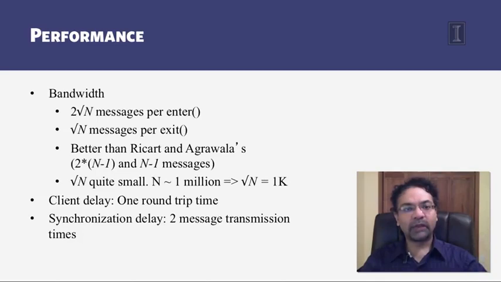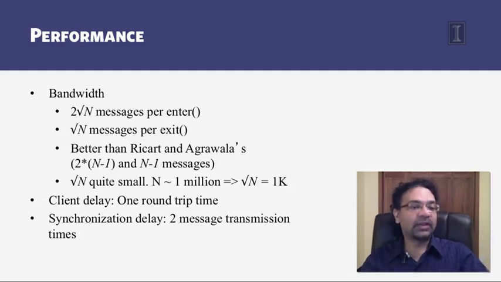The bandwidth involved in entering the critical section is square root of n messages that you send out to your voting set members, and then square root of n replies that you receive back, so that's 2 times square root of n messages. For exit operation, you're simply sending a reply message to all your voting set members, so that's just square root of n messages. These numbers are better than Ricart and Agrawala's algorithms, which had bandwidths of order n.